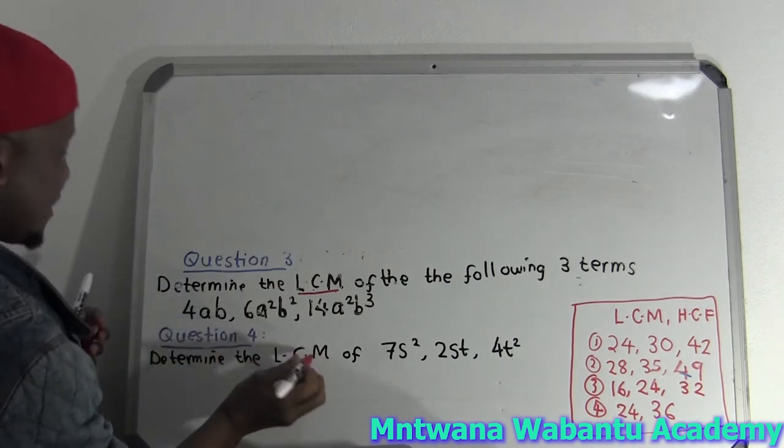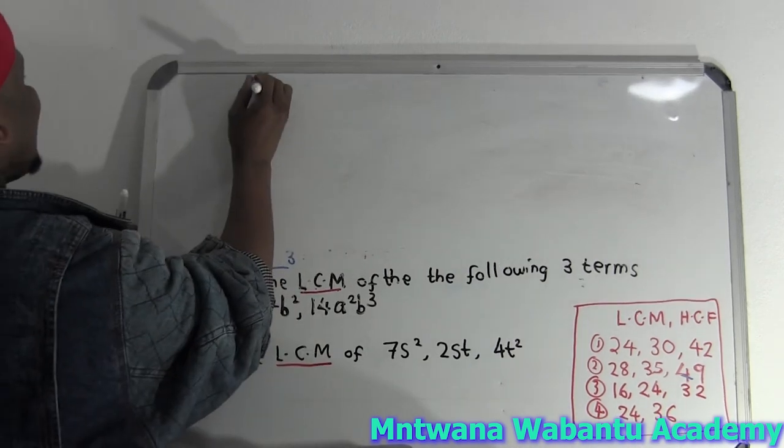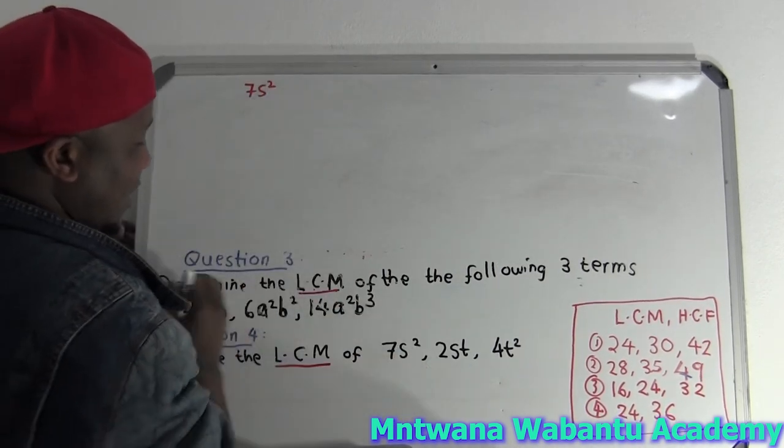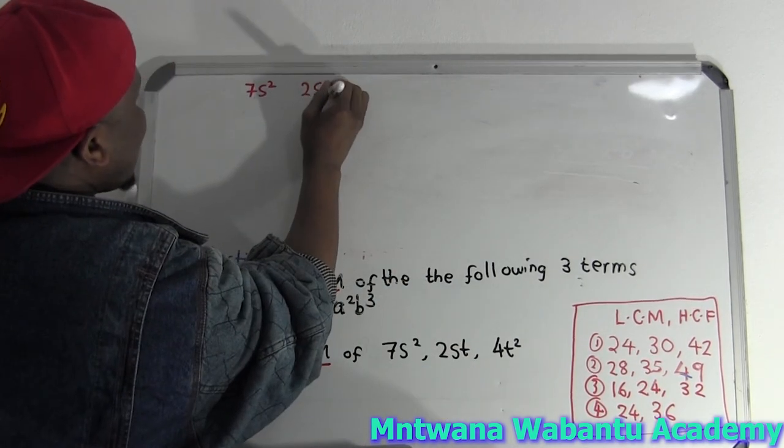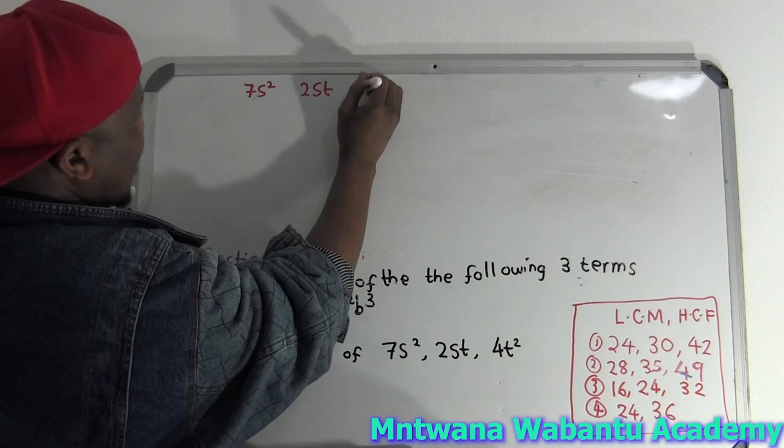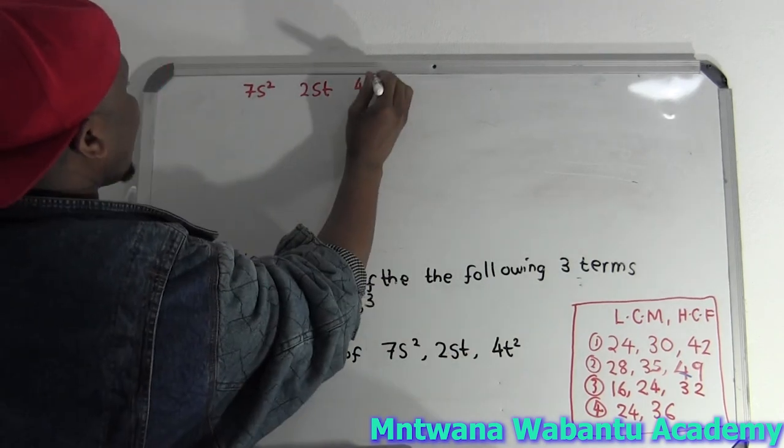Okay, so now the same thing for LCM. So we're going to write 7a squared, 7 squared, and then 22st, and there we have 4t squared.